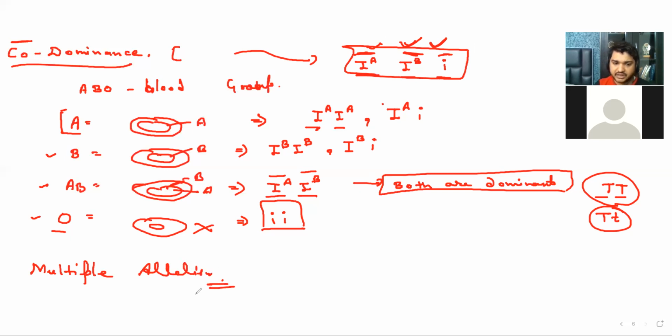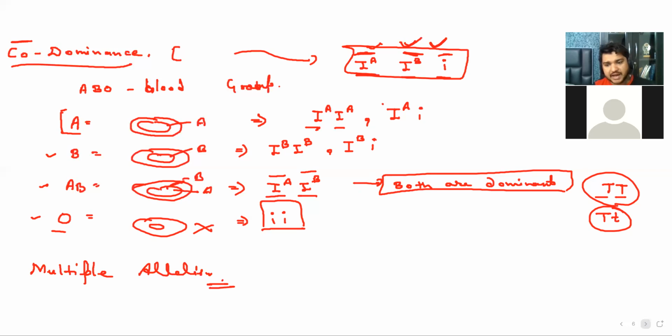Any doubt here? Okay. So if I ask you how many alleles are there for the blood group in total? Three. Okay. And how many are dominant and how many are recessive? Two dominant, one recessive. Okay. Good.